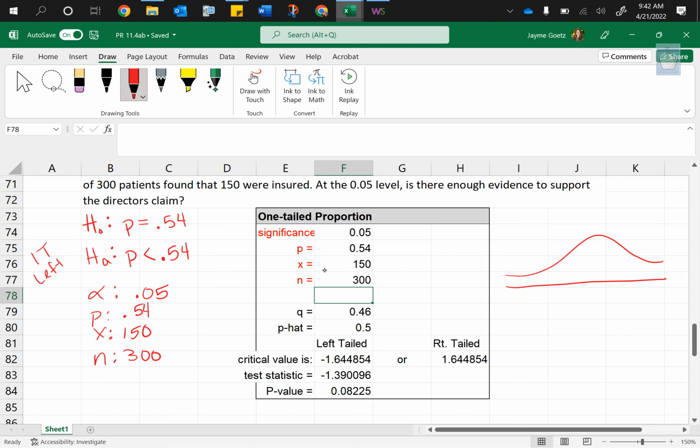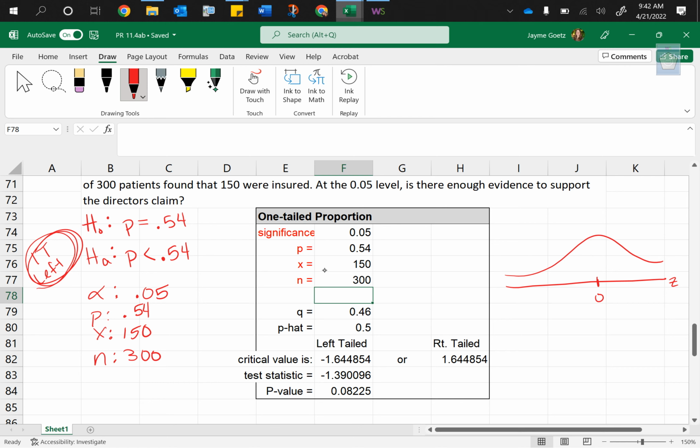of your distribution here. Now, since this is proportion, this is a z distribution. If it was mean, it would be a t distribution. But 0 is still in the middle. And again, we said this was a left-tailed test. So what is the critical value that I'm focusing on here? Negative 1.39. So negative 1.39. Anything to the left of that is the rejection region, right? Anything to the right of that is the fail to reject region.